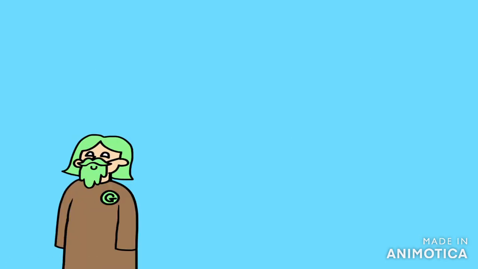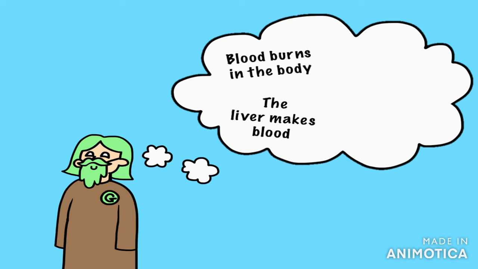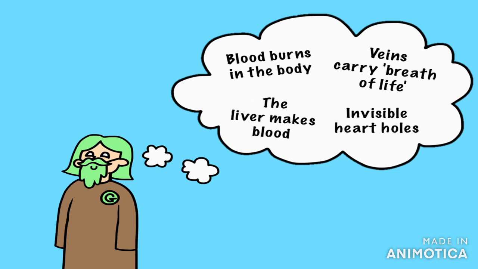Existing ideas on blood. People followed Galen's ideas, and he said the liver produced blood that was constantly burned up around the body. Veins carried both blood and pneuma, the breath of life, around the body. Blood flowed from one side of the heart to another through invisible holes in the septum.